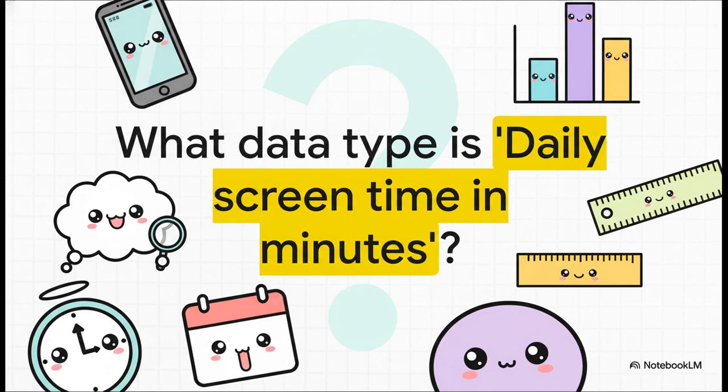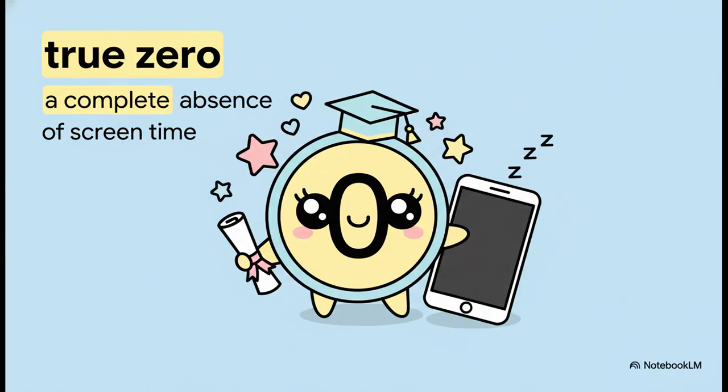All right, pop quiz. Let's say you're measuring daily screen time in minutes. What data type is that? Take a second and think about that true zero idea we just talked about. Did you get it? It's ratio. And why? It's simple, really. 0 minutes means exactly that. No screen time, a complete absence. It's a real absolute zero. And having that true zero is what unlocks the most powerful statistical tools you can use.